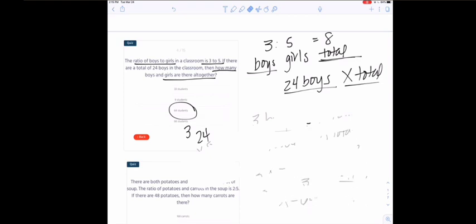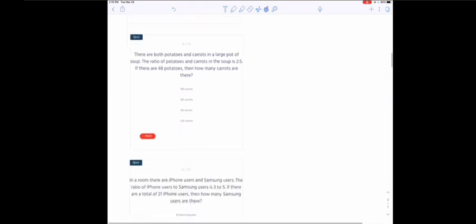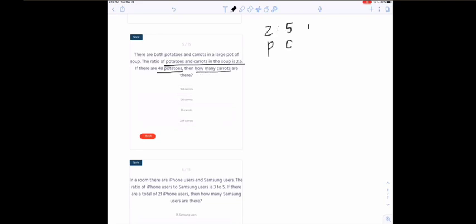Okay, I hope that made sense. I'm going to make some space so we can move on to the next one. Next question says, there are both potatoes and carrots in a large pot of soup. The ratio of potatoes and carrots in the soup is 2 to 5. If there are 48 potatoes, how many carrots are there? 2 potatoes, 5 carrots, 7 total. It gives me potatoes, so obviously I'm going to use potatoes, and it asks for carrots, so I'm going to use carrots.